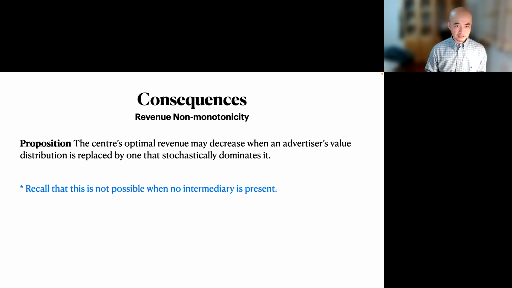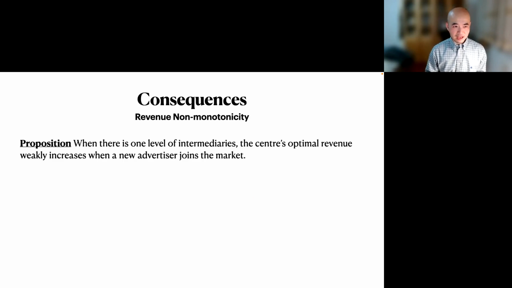I'm also going to state without proof that the center's optimal revenue may decrease when an advertiser's value distribution is replaced by one that stochastically dominates the original one. I think I can show you by an actual example the following consequence, which I find a little amusing. If there is one level of intermediaries, one can actually show that the center's optimal revenue weakly increases when a new advertiser joins the market.